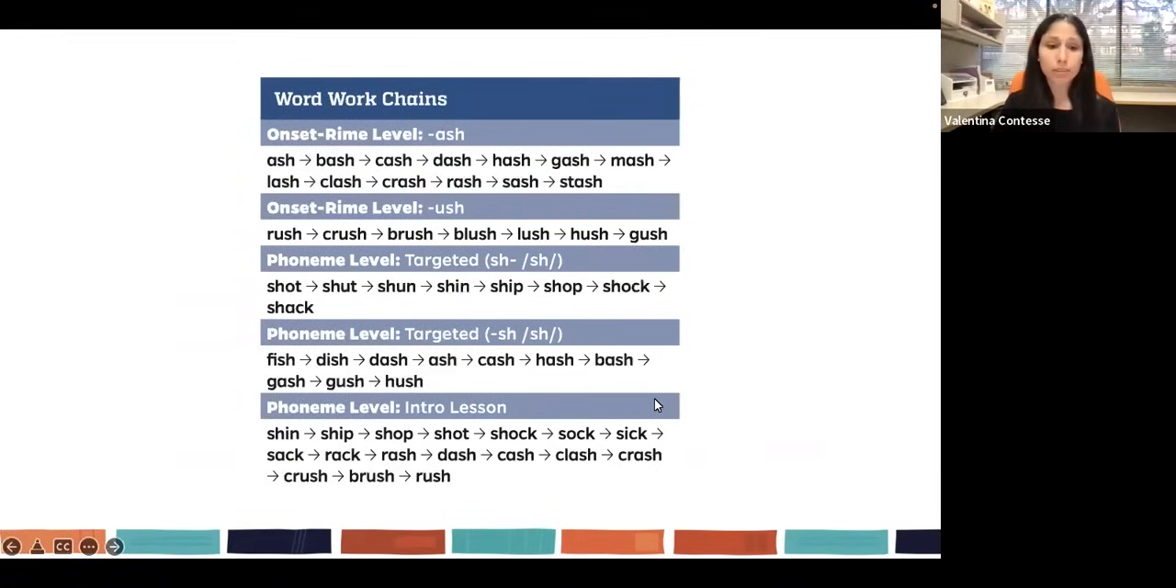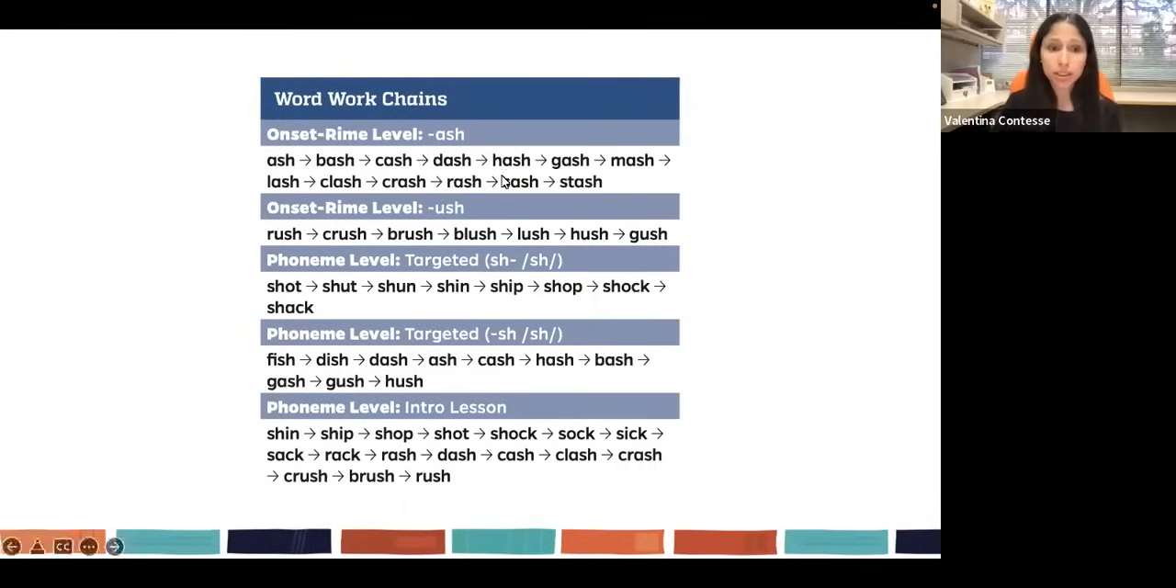In the lessons, the second page of each lesson has multiple word chains listed, like you see here. The one listed at the bottom, that says phoneme level intro lesson, this last word chain is the one in the lesson for this step. But in addition to that word chain, you also have additional word chains that you can use in order to differentiate instruction for your whole group class or for small group.